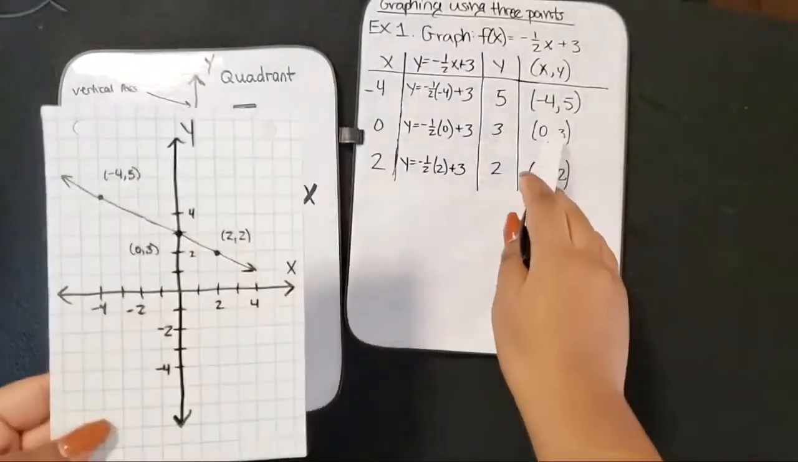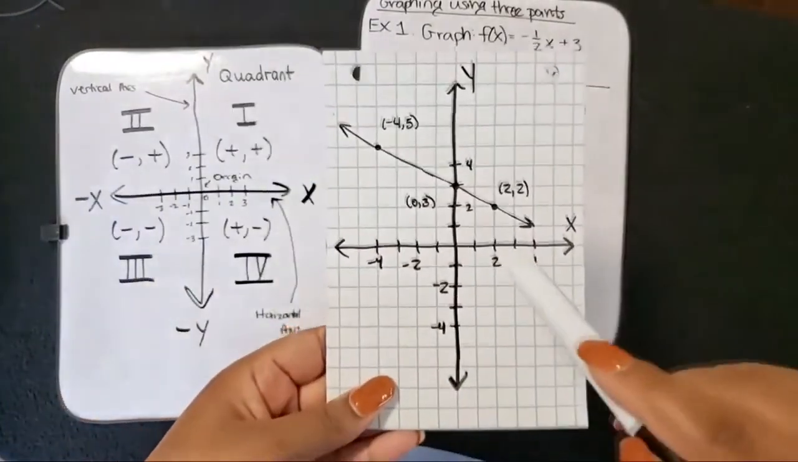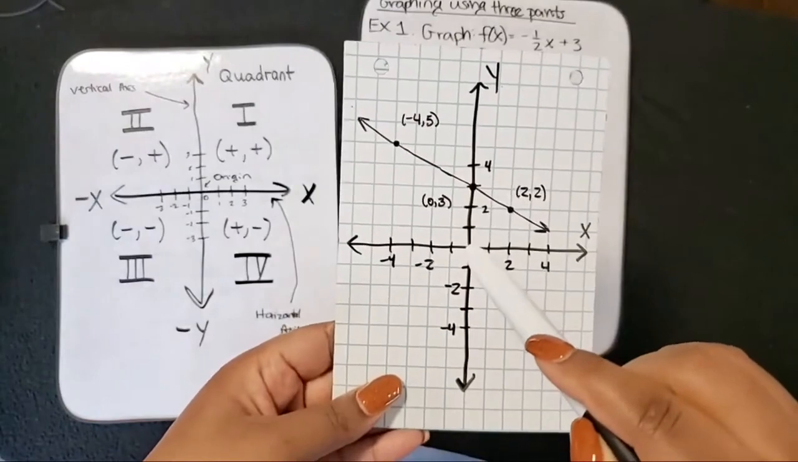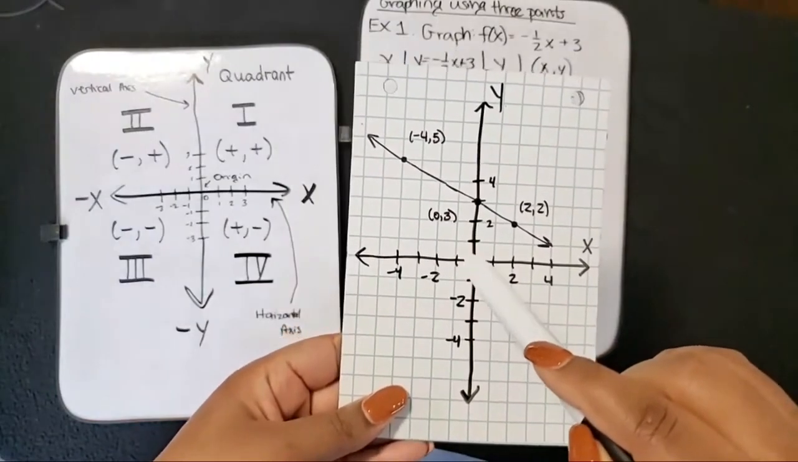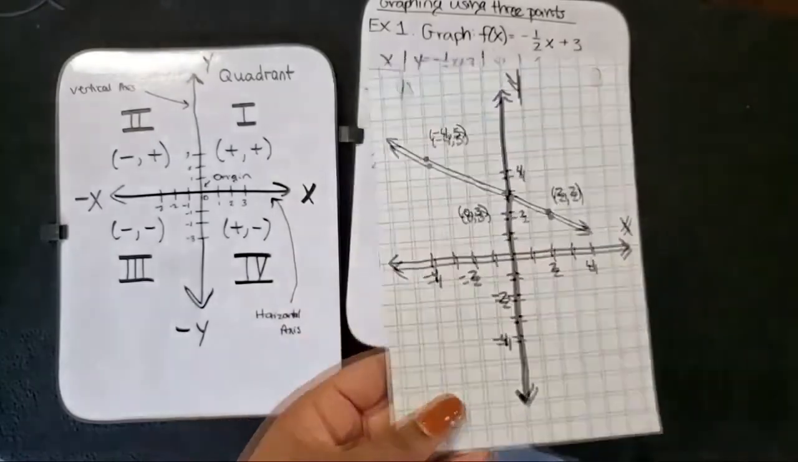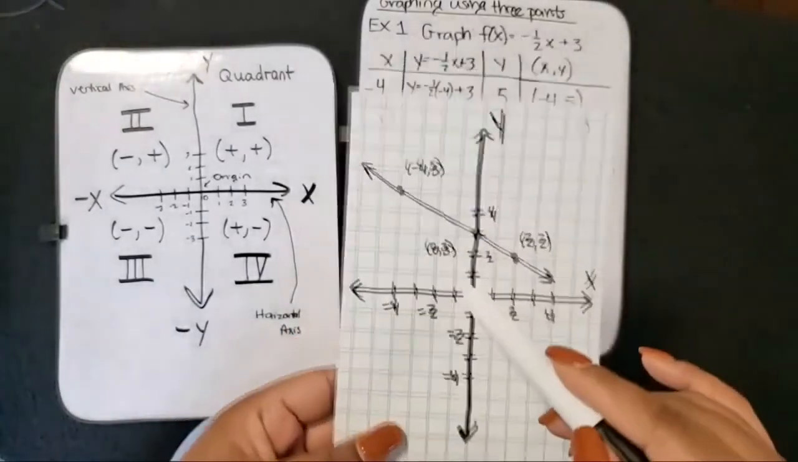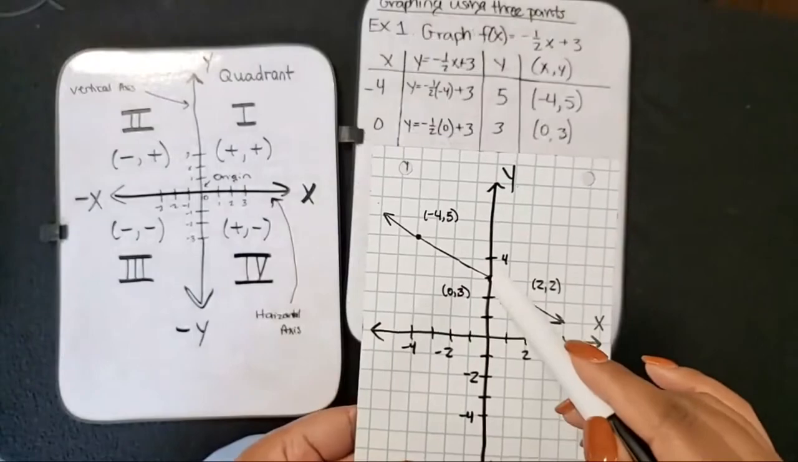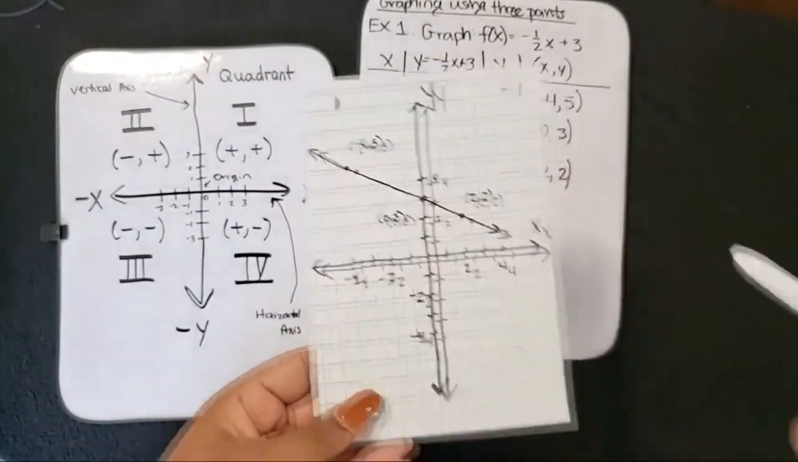Then we have 0, 3. So from our origin, the 0 represents where we go on the x-axis. So we can't go anywhere because it's 0. And so we just go up 3 and put a point there.